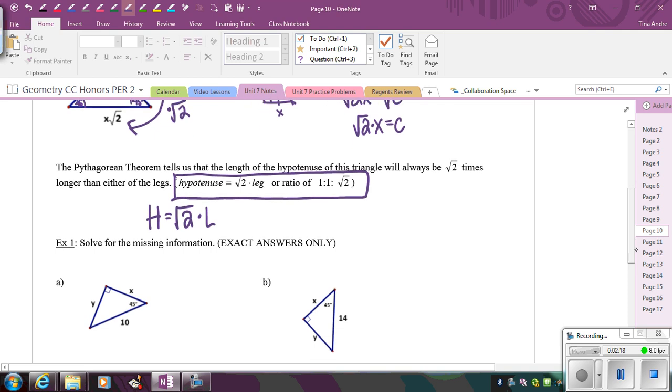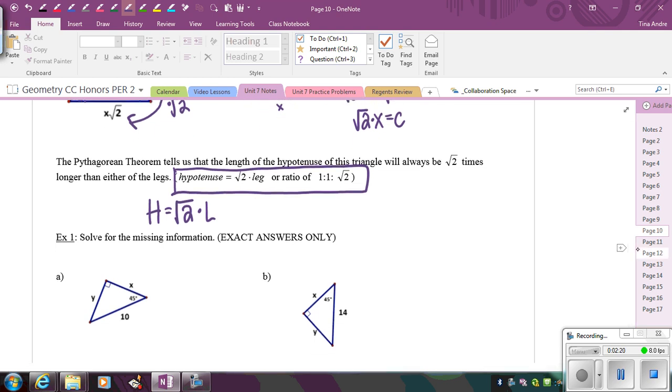So let's look at how we can use this. For these, it says exact answers only. That just means we're going to leave it in terms of square roots and not actually get a decimal. When you look at this picture, if you're trying to find x and y, the first thing you could do is use sine, cosine, or tangent to solve for it. Set up your trig ratio, but then again, that's going to give you decimals when you put them into your calculator. We want exact answers. So that means we're going to use the shortcut, this 45, 45, 90 triangle.